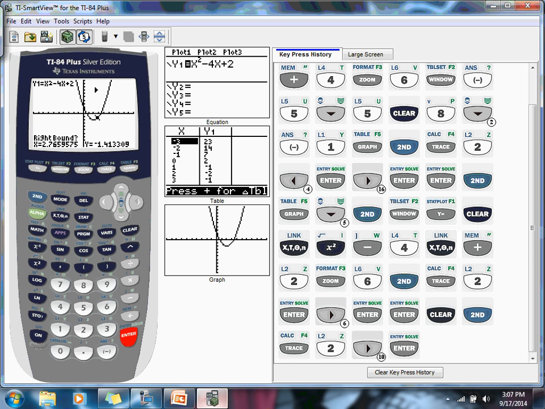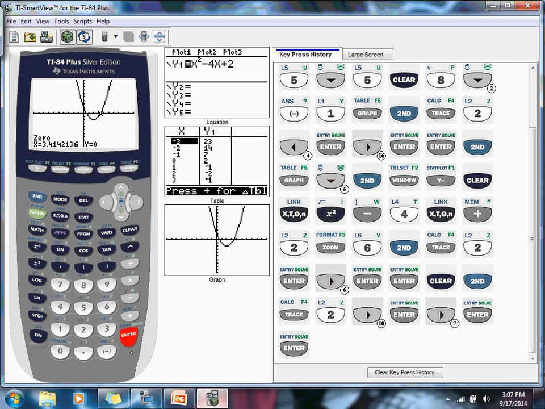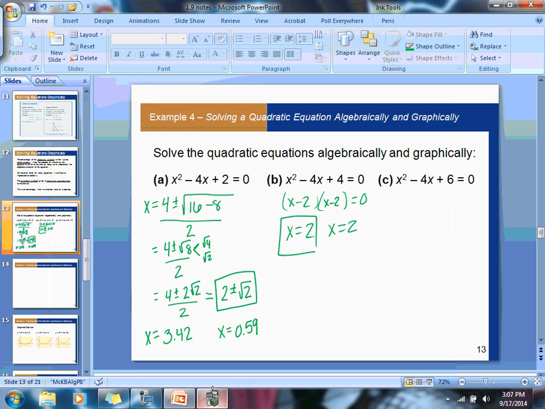And then hit enter. And then arrow over so that you're on the right side of it, or above it in this case. Hit enter again, and then hit enter one more time. There we go. 3.414. I rounded it to 3.42. Okay, so the calculator is being more precise than what I was before. But again, we get the exact same answers algebraically and graphically.